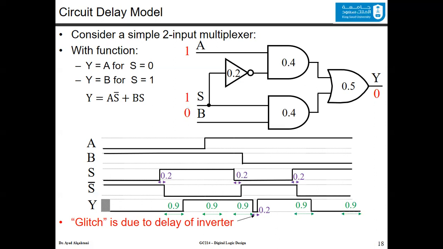So you notice there was a problem at some point because of the delay of the inverter, where we had this glitch. And this glitch was because we had this value equal to 0, and also S bar is equal to 0 at that point of time because we didn't pass the delay yet.